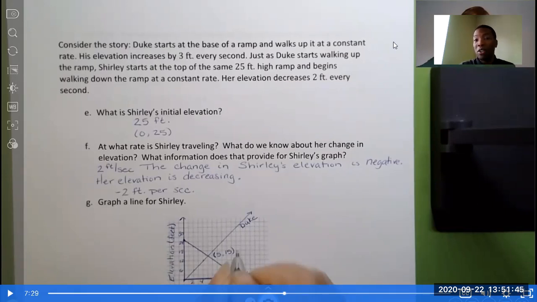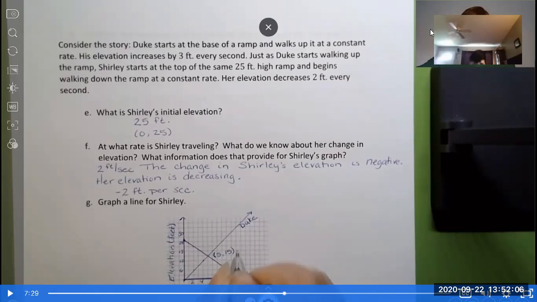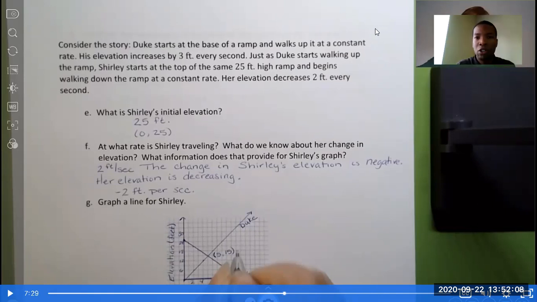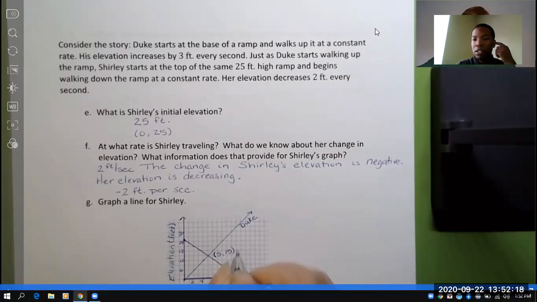In the chat, though, I want you to explain to me, what does the 5 represent, and how does that relate to the 15? What are they saying? When I tell you that the intersection point between Duke and Shirley is 5, 15, what are they saying? Because one's going down the ramp and one's going up, but they intersect at 5, 15. What does 5, 15 mean? Put that in the chat, and I'll continue to play this video.